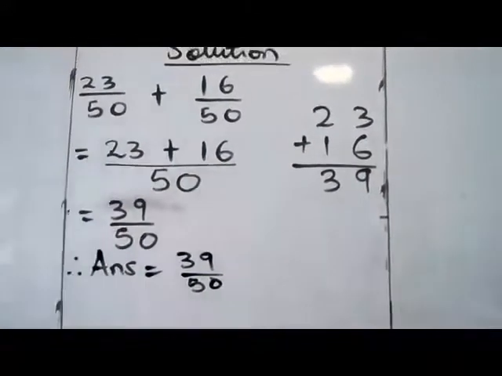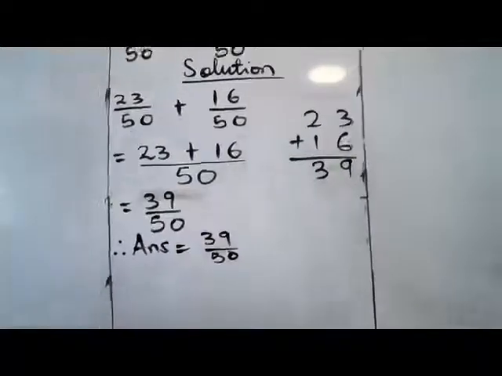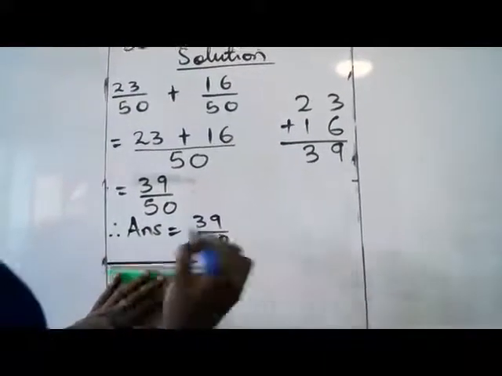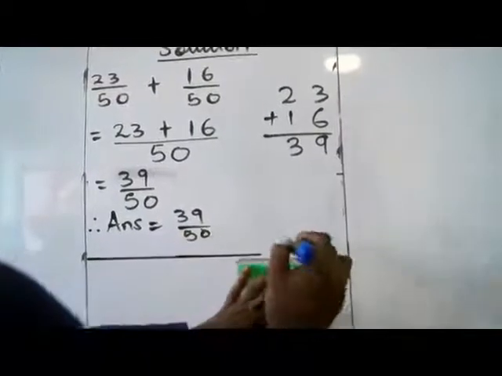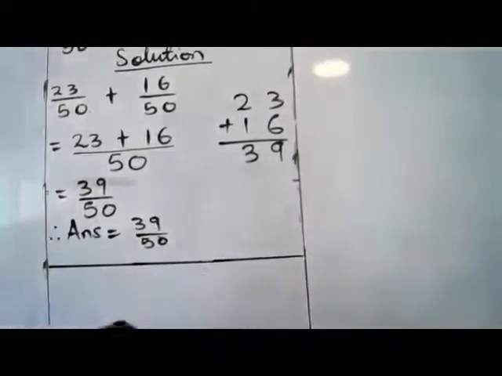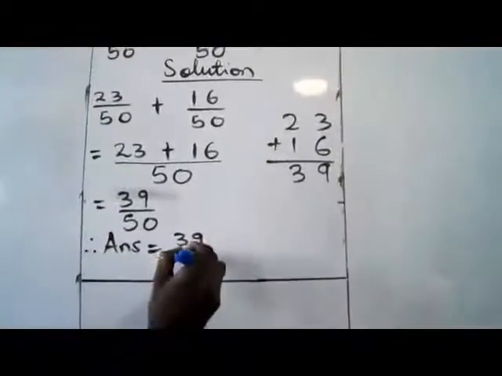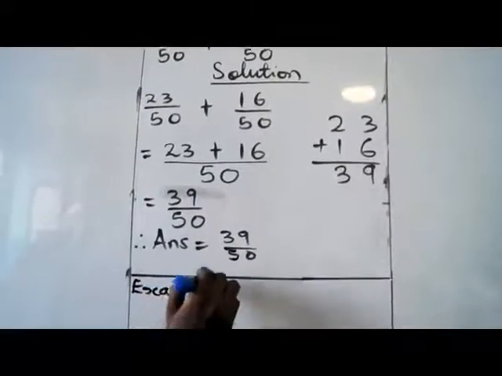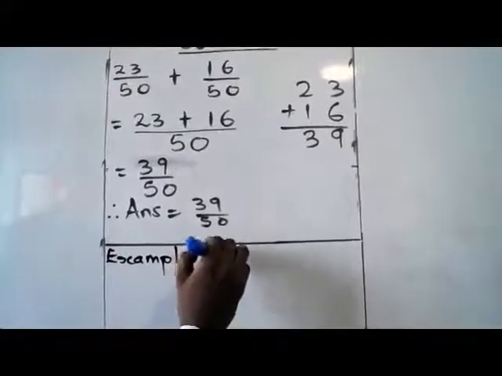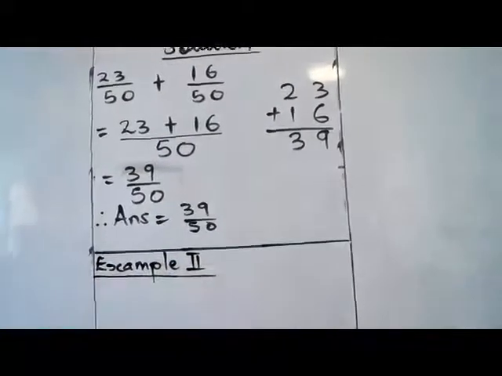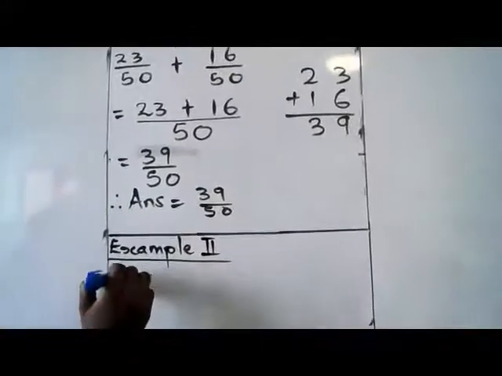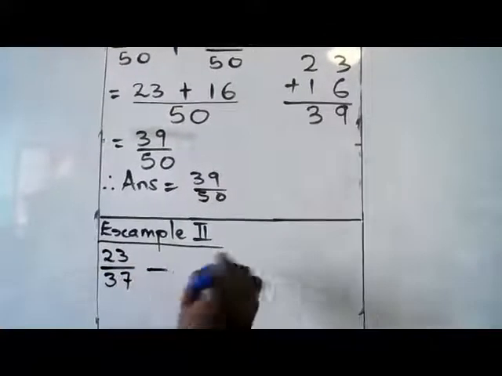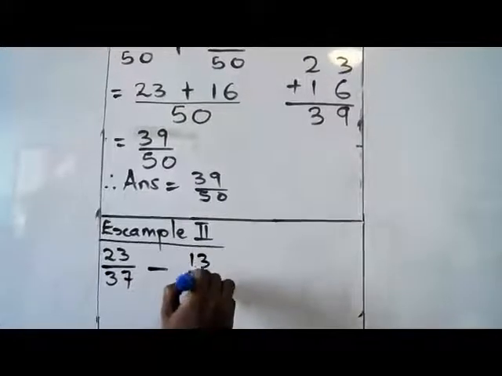Straight away we move on to another example. This time around, let's look at an example that is still the same as this. Example 2. We have 23/37 minus 13/37.